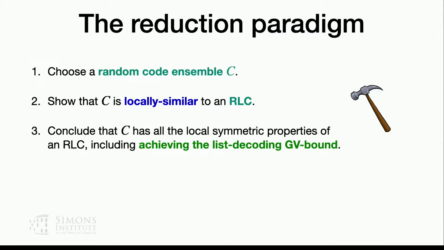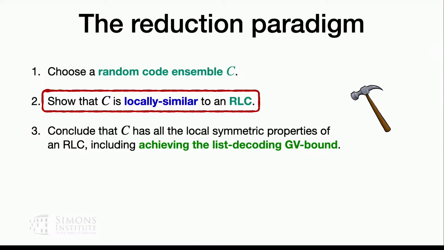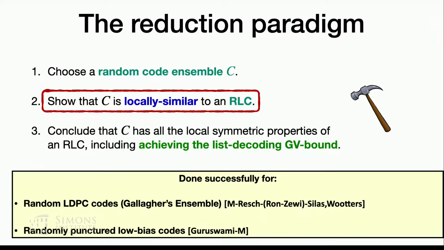Okay. So here's a technique using Mary's hammer. How do I show that a code achieves the list decoding GV bound? So I start from a random code ensemble of my choice. I show that it is locally similar to a random linear code, and then I use the theorem I just showed to conclude that it achieves the list decoding GV bound. And of course, the tough part is how do I show that a certain code is locally similar to a random linear code? So this was actually done successfully for two code ensembles.